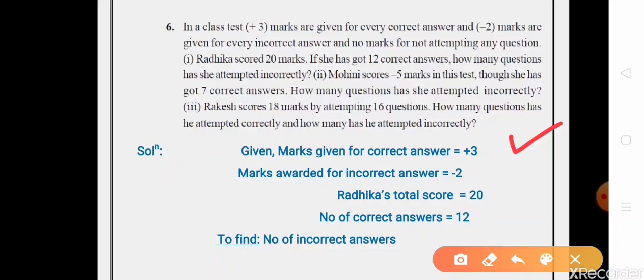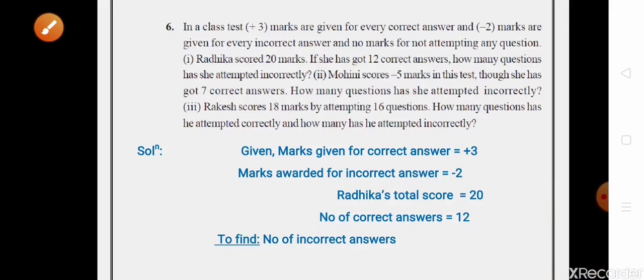And what is Radhika's total score? Minus 20. How many correct answers did she get? 12, right? Now, what are we supposed to find out? The number of incorrect answers. So, we have to go to the next page for this.